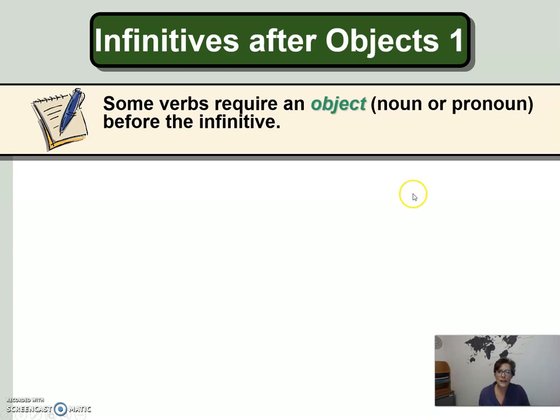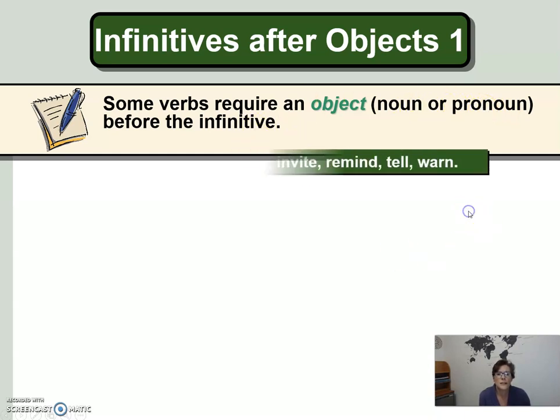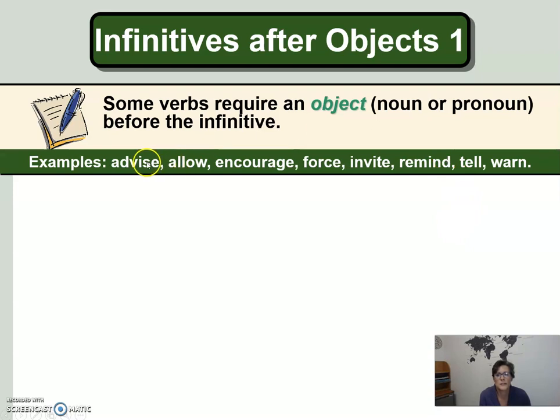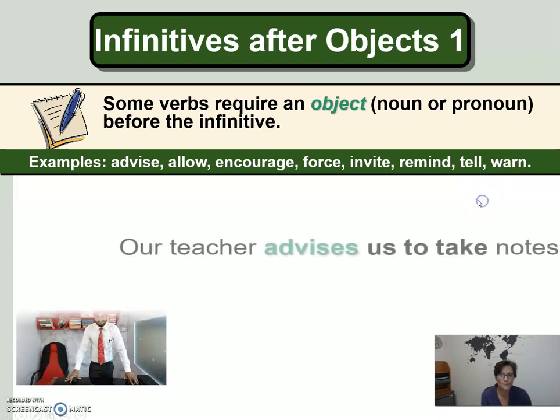All right, let's go ahead and move on to another use of infinitives after objects. So some verbs require an object, which is usually a noun, a person, a place, or a thing, or a pronoun before the infinitive. So let's take a look at some examples. Some examples of verbs that require an object before the infinitive would be advise, allow, encourage, force, invite, remind, tell, or warn.